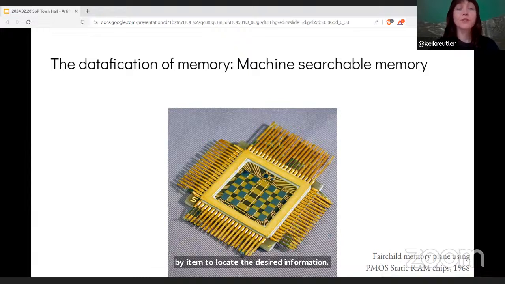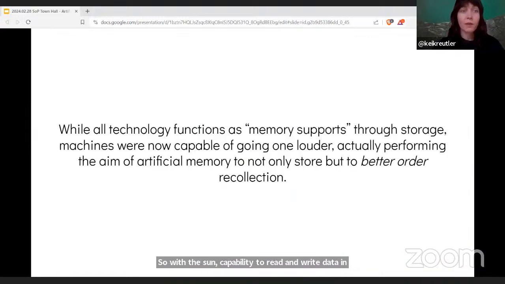So with this, we essentially had machine searchable memory, because RAM allowed data to be written and read in any order. And while engineers initially used other substrates like magnetic core grids for RAM, semiconductor memory made it a global reality and remains in use for most variations of RAM today. So this new capability to read and write data in any order greatly impacted the utility of artificial memory. Because while all technology functions as memory supports through storage, machines were now capable of going one louder. This means actually performing the aim of artificial memory: to not only store, but to better order recollection.